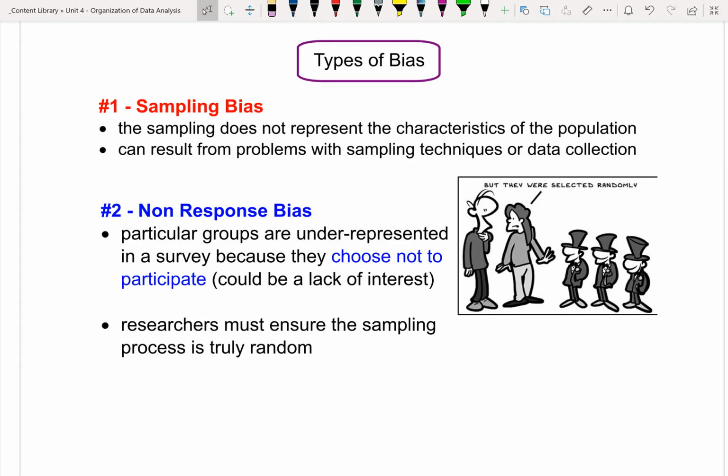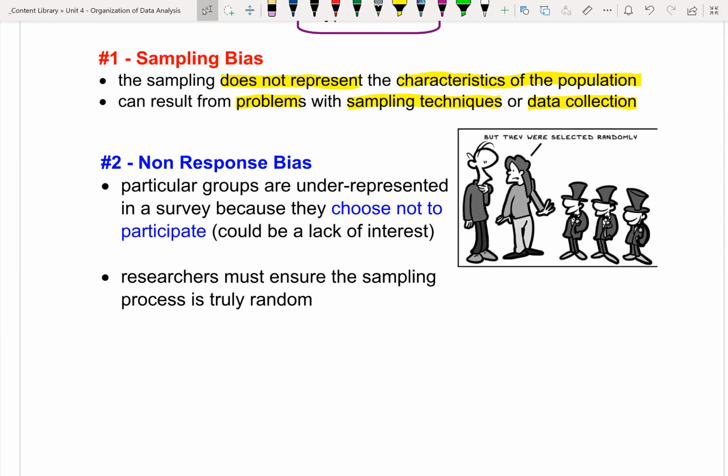We could have one, sampling bias. And sampling bias is where the sampling does not represent the characteristics of the population. So this is where whatever sample you collect, it does not accurately represent the population. And this would be the result of problems with the sampling techniques, which we've learned in other notes, or data collection. So just how you're collecting the data.